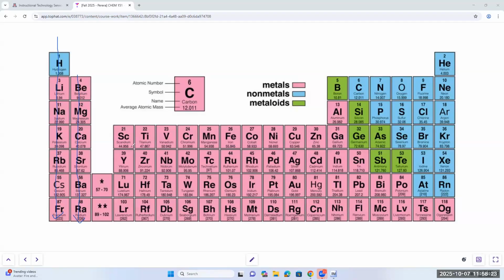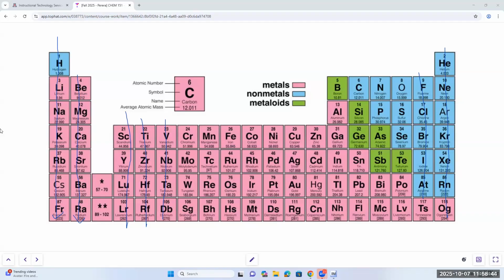Okay, these are groups. The columns in the periodic table are called groups, like the noble gas group and the halogen group, and so forth. These are the vertical lines, or vertical columns, in the periodic table.